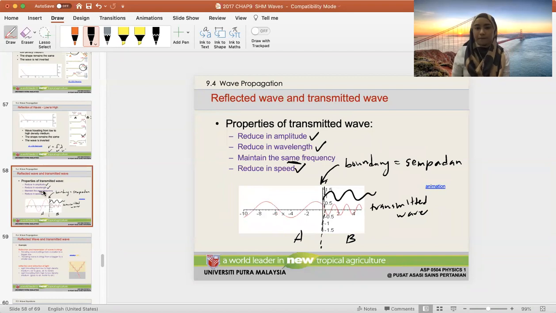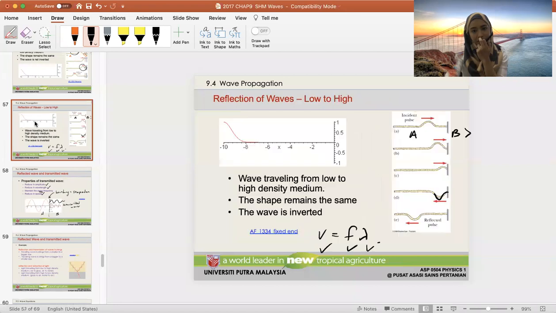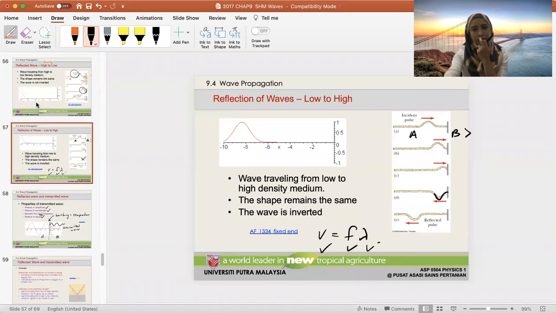Is everyone okay? Doktor nak tengok slide mana? Low to high sekejap. Macam ni lah. Okay dah.